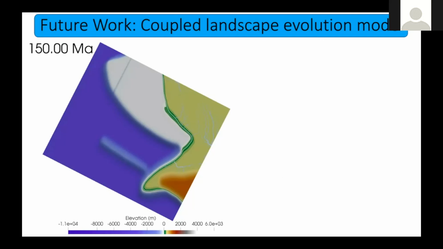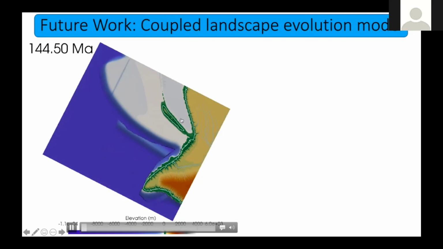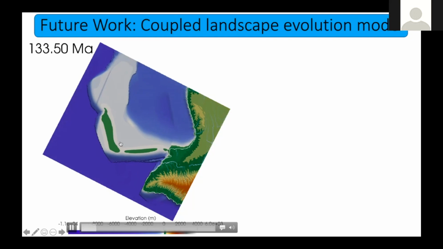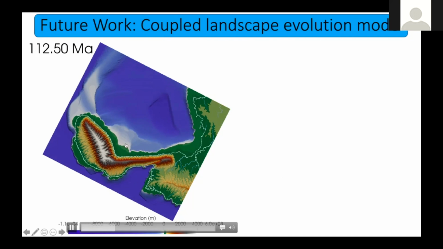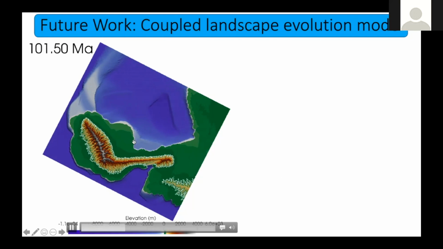The model captures the opening of the Amerasian Basin and a collision to the south, forming the Brooks Range orogen, and subsequent deposition into the Foreland Basin, which is forming here.